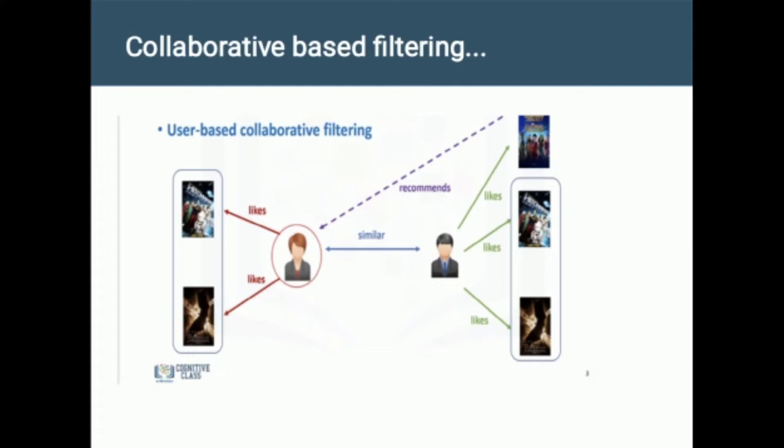Now, what does this collaborative-based filtering do here? Based on the previously watched history of those two movies from the horror genre, it considers person 1 and person 2 as similar. Thus, it recommends the third movie watched by person 2 to person 1. So this is how collaborative-based filtering works.